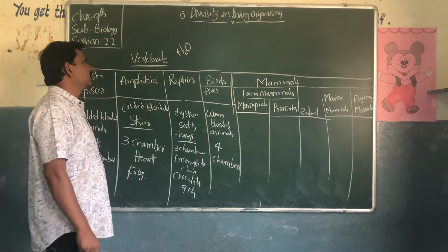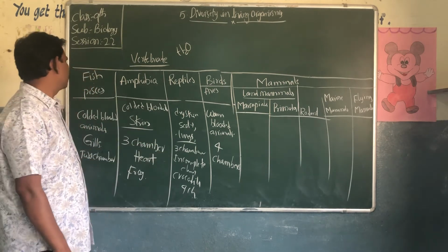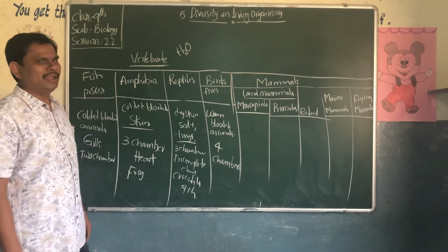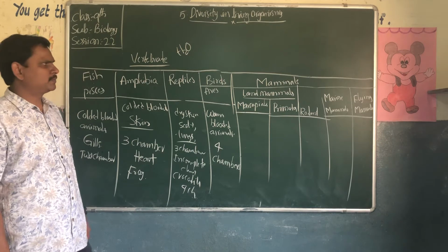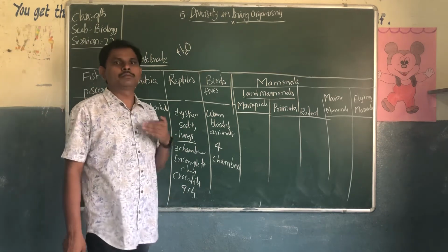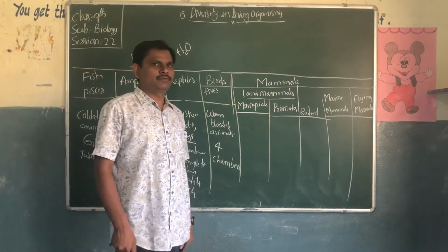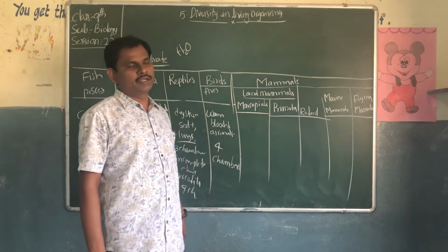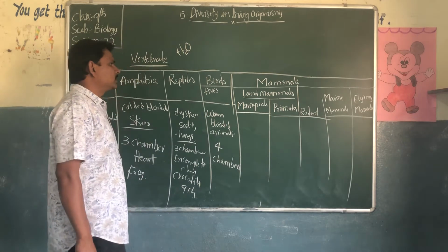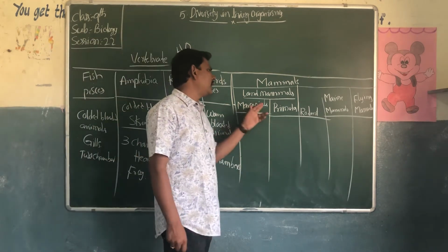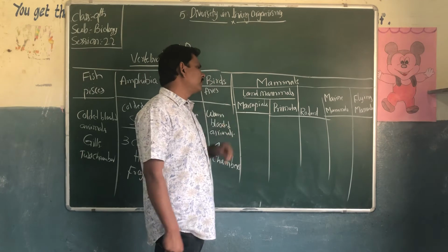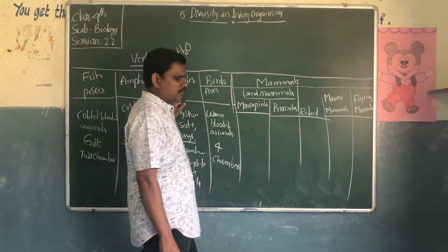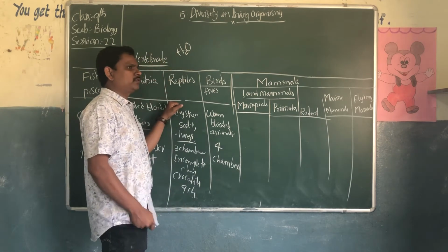Next one is mammals. These are all vertebrates, but the mammals give birth to their young ones and feed their offspring. These mammals are divided into land mammals. Land mammals are again divided into 3 types. One is marsupials. What are marsupials?